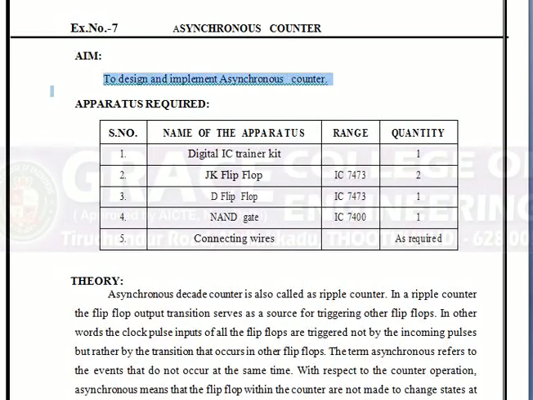Aim: to design and implement an asynchronous counter. Apparatus required: digital IC trainer kit, JK flip-flop, D flip-flop, NAND gate and connecting wires.